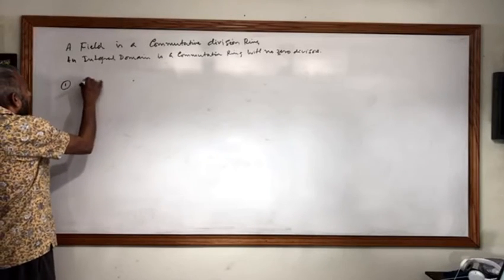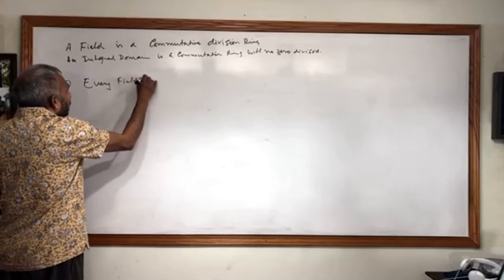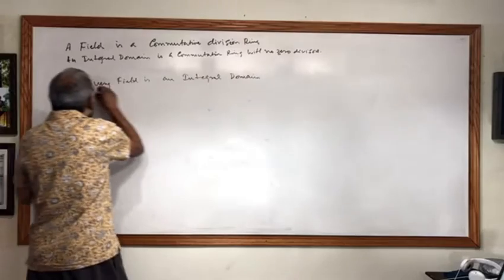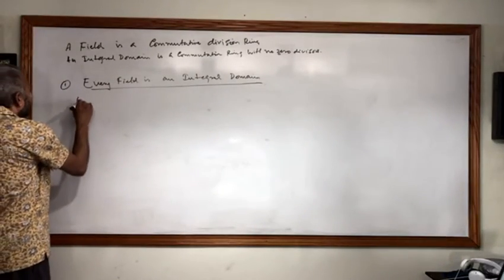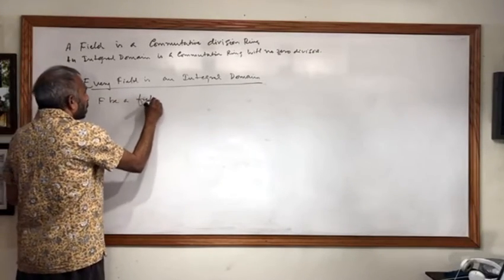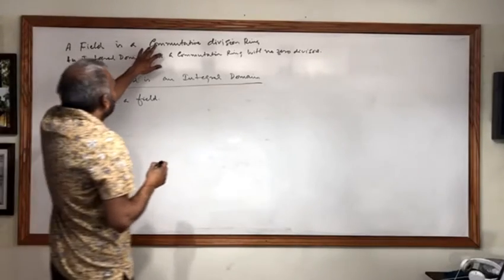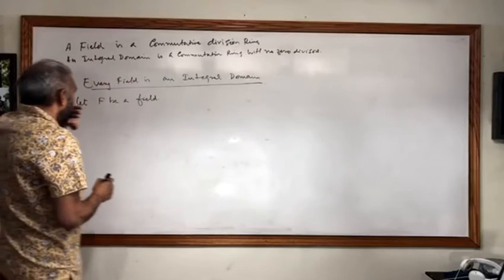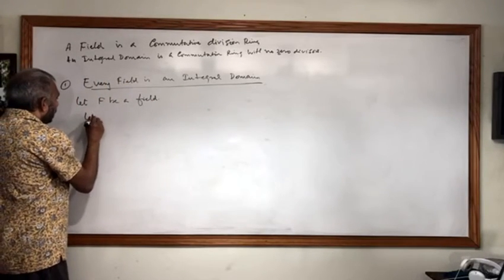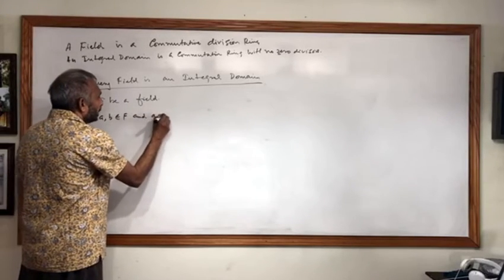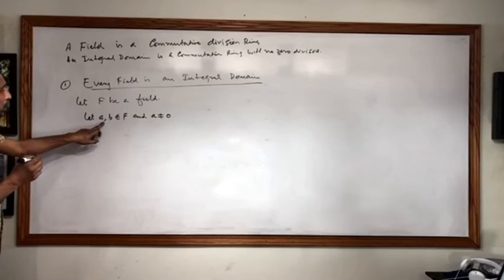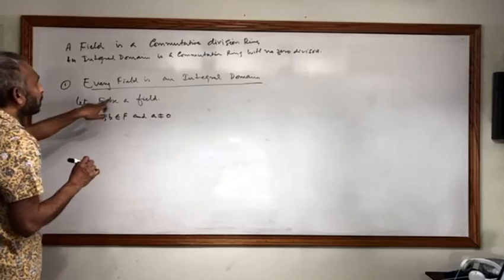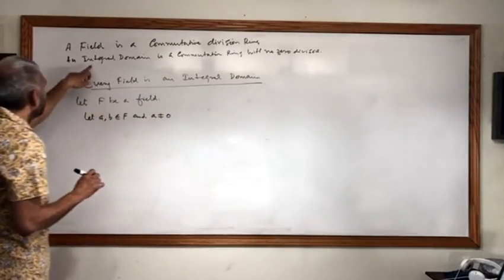Now the first result is: every field is an integral domain. So let F be a field. Of course, both of them are commutative rings. All we need to show is that a field does not have zero divisors. So let a, b belong to F and a is different from zero. We need to show that b must be zero. If b is zero, then F does not have a zero divisor and hence F will be an integral domain.